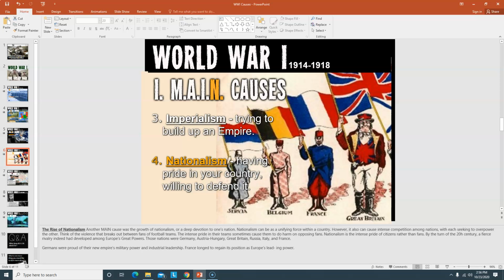All right, the fourth cause of World War I is nationalism. We've talked about nationalism a lot this year already, going all the way back to the French Revolution. Nationalism leads to revolution. The Industrial Revolution itself leads to nationalism, people in countries believing that they are the best, having great pride in your country, and then that nationalism led to imperialism. So nationalism is having pride in your country and willing to defend it.